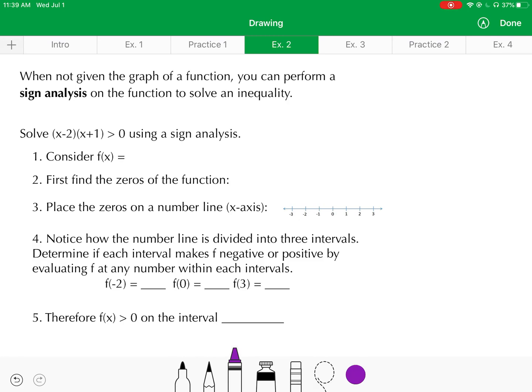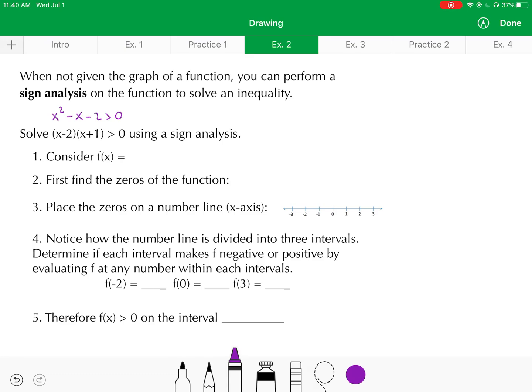Notice I have the inequality x minus 2, that quantity multiplied by x plus 1, and I want that to be greater than 0. And understand, I'm presenting this in factored form, but this is no different than if I were to multiply that out, I'd have x squared minus x minus 2 is greater than 0, which is just proof that this is in fact a quadratic inequality, okay?